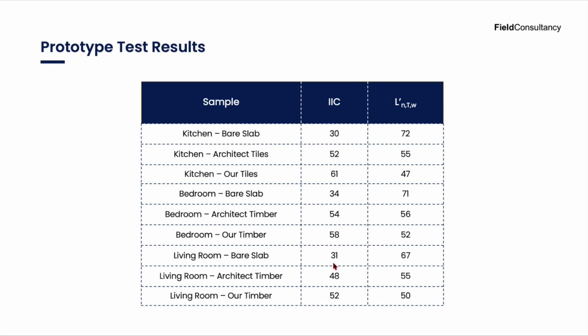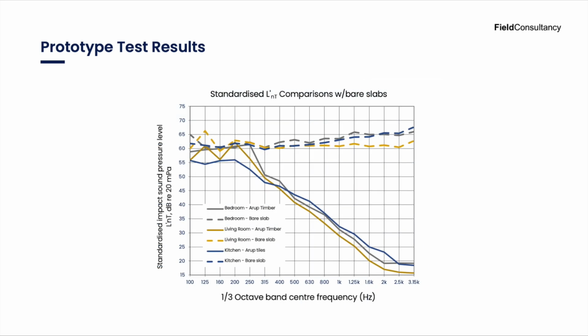In the living room, the bare slab achieved 67 dB impact sound pressure level, and the architect with their timber build-up in the living room achieved 55, while we achieved 50. What I now wanted to show you is how the impact noise spreads across the different frequency bands to give you an idea of what it might sound like in the apartment below for different build-ups.